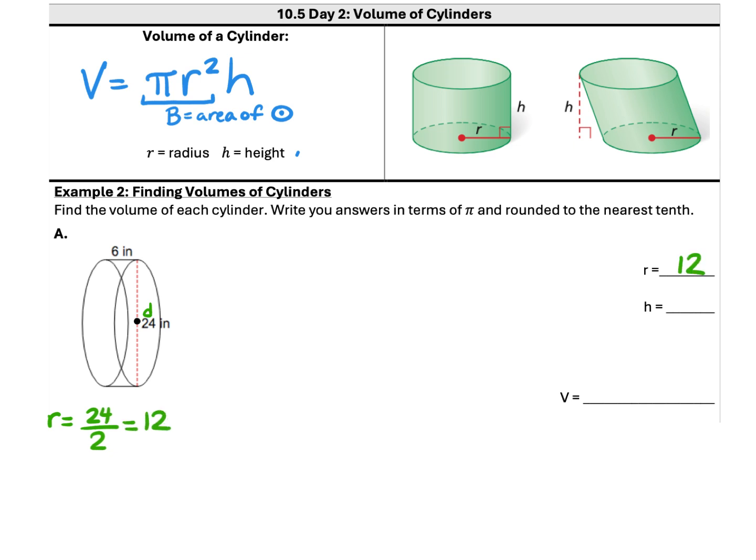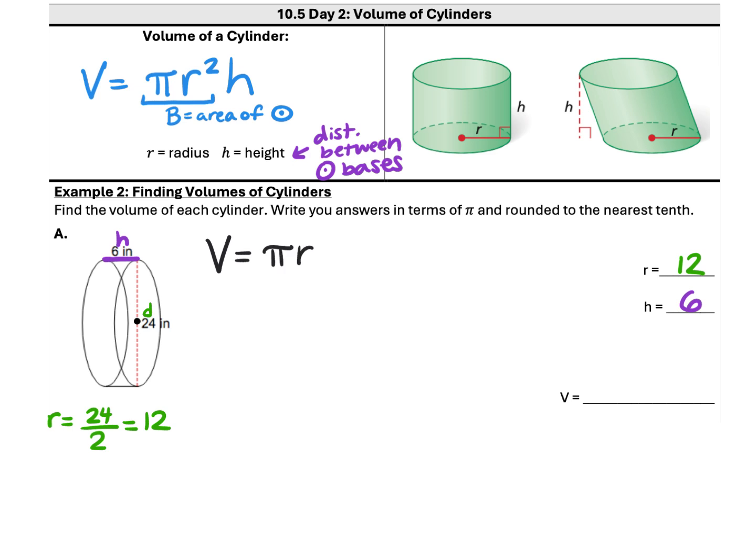Then the height of the cylinder is the distance between the circular bases. So because my cylinder is laying sideways, my height is actually right there, the 6. Remember, the height of a cylinder, you can even add that to your notes, is the distance between the circular bases. And now that we have those two values, we can go ahead and apply our volume formula.